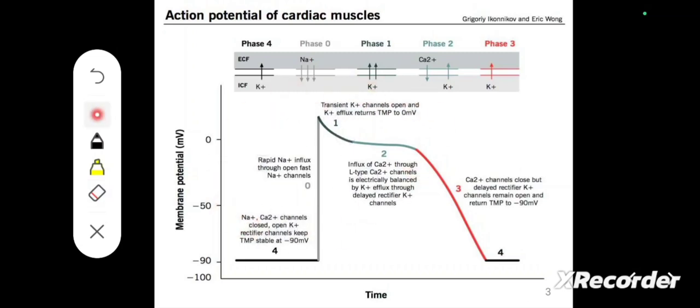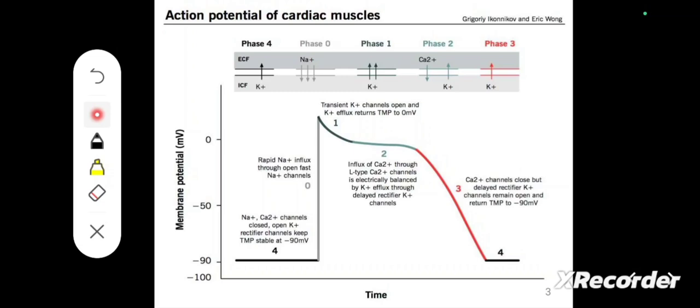Action potential in non-pacemaker cells, or myocytes, or conducting tissue. So this diagram represents the changes in potential, and also shows what type of movement occurs in different ions during this process. This diagram indicates the different phases, depolarization and repolarization.